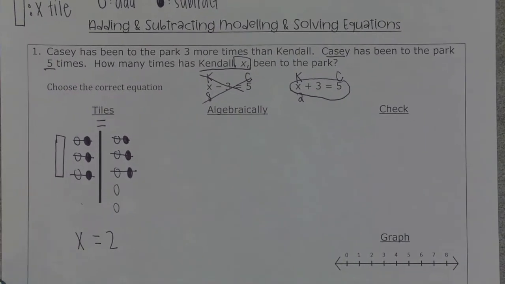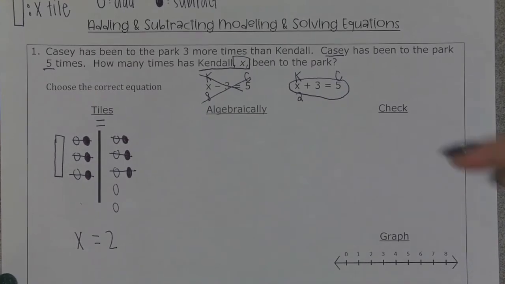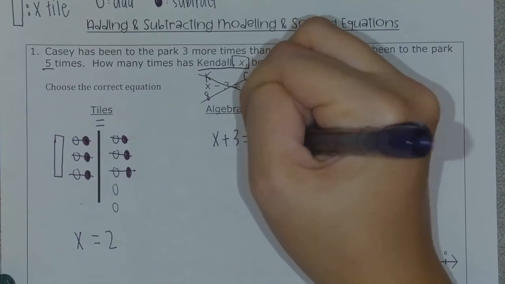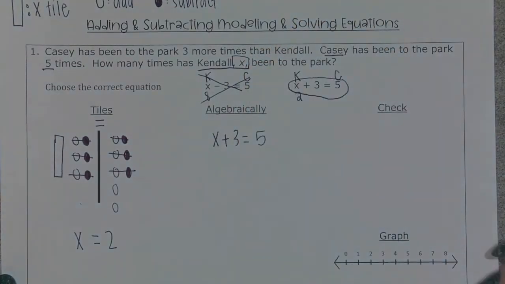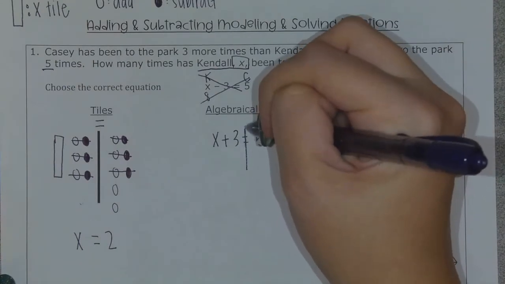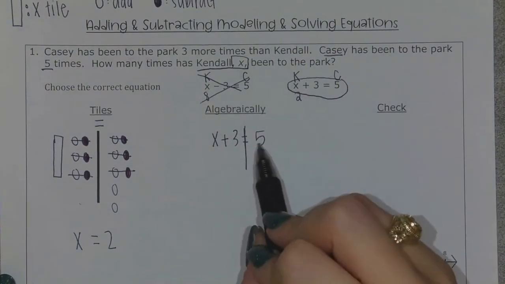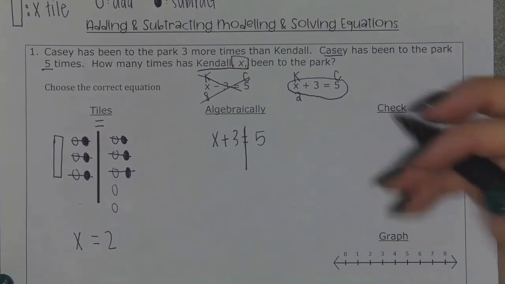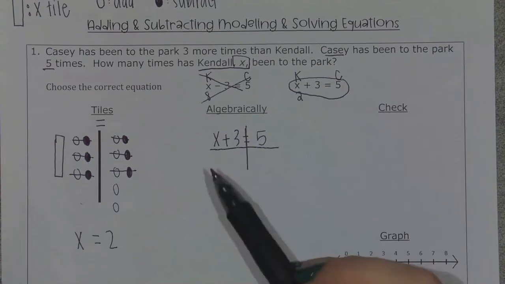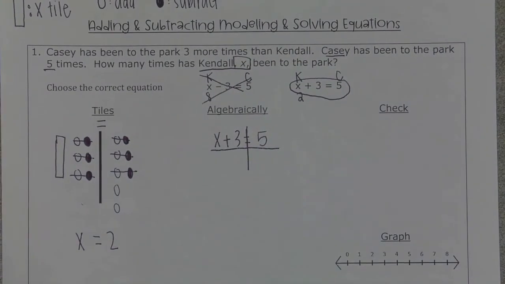So if I was going to solve this algebraically, which means no tiles, no pictures, I'm going to start with my equation. So x plus 3 equals 5. And I'm going to draw a T chart. So I'm going to put the vertical part of my T straight through my equal sign, just like I did over here with my tiles. And then I'm going to underline my problem. So I've separated what's on the left and what's on the right.